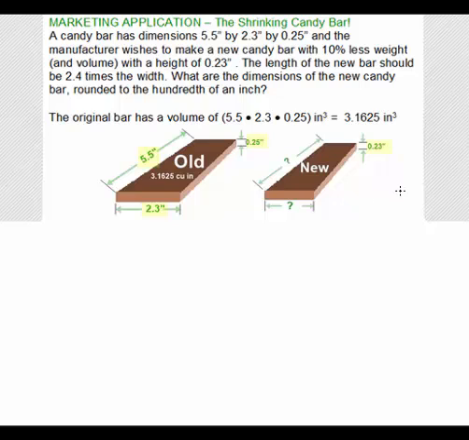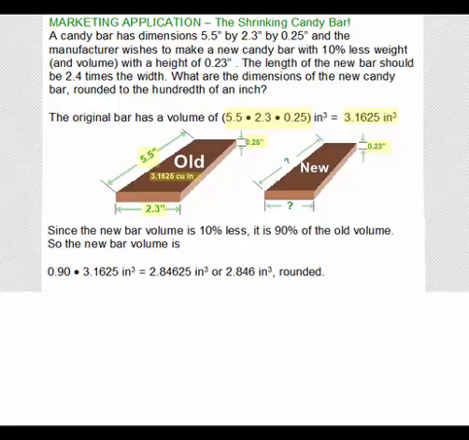We can also get the volume of the old candy bar by multiplying together the dimensions, and we get length times width times height equals 3.1625 cubic inches, or I've put that value in here on the old candy bar sketch. Now we can figure out what the new candy bar volume is because we know it's 10% less or 90% of the old candy bar. So we take our volume of 3.1625 and multiply by 0.90.